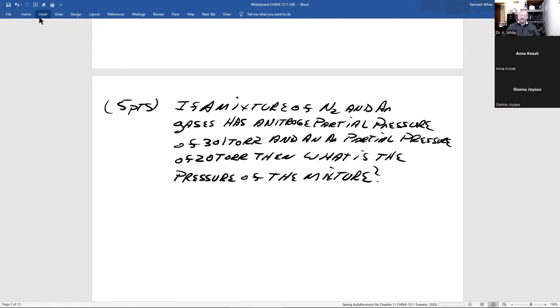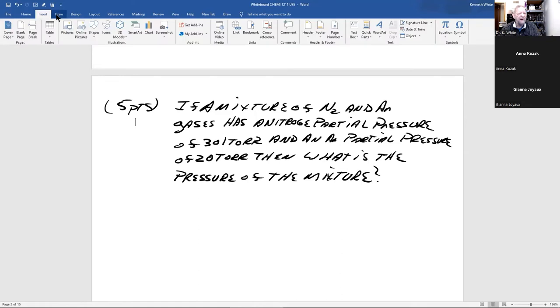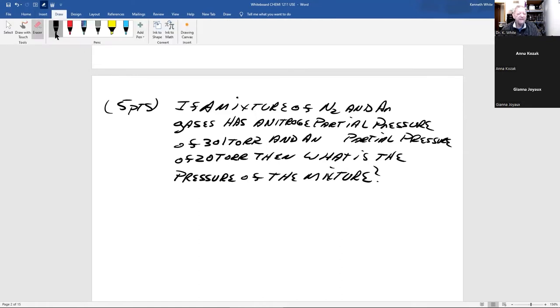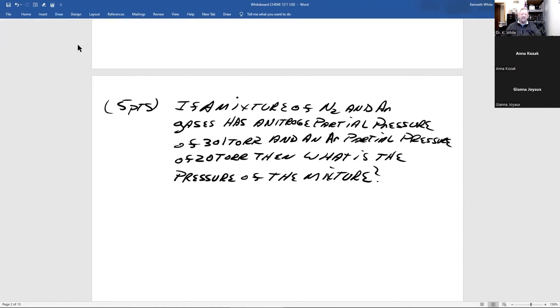If a mixture of nitrogen gas, N2, and argon gases has a nitrogen partial pressure of 301 torr and an argon partial pressure of 20 torr, then what is the pressure of the mixture? So what are we being asked to find? The pressure of the mixture, and that's called P total. What are we given? The partial pressure of nitrogen, P sub N2, is 301 torr, and the partial pressure of argon is 20 torr.